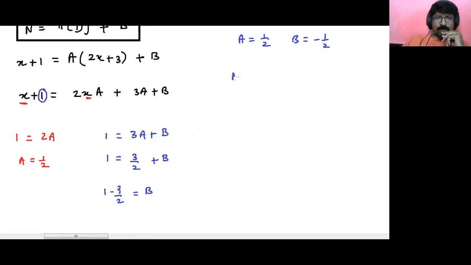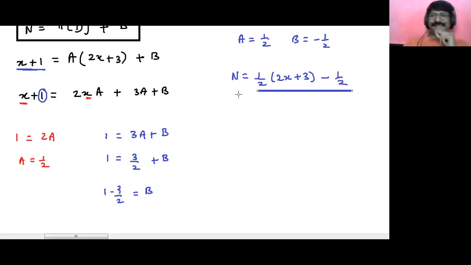So how will our numerator become? Numerator x plus 1 can be written as a, that is half into 2x plus 3, plus b. B is negative half, so I'll just write negative half. You understood? So this is the numerator. Just underline this part, okay, so that we can copy paste it a little later. I hope you remember yesterday's work, isn't it?